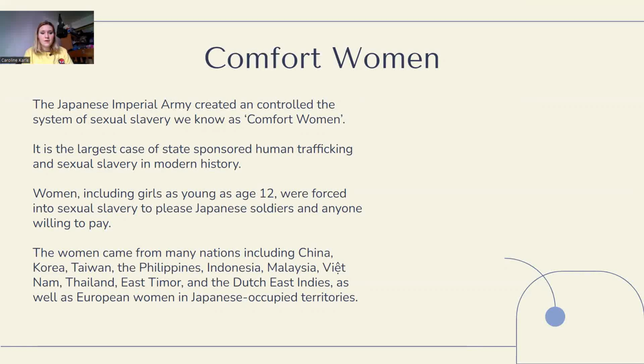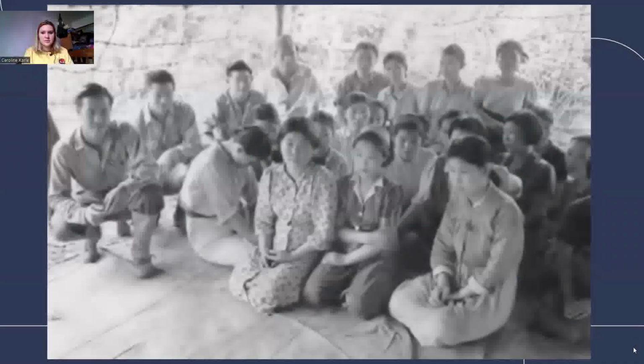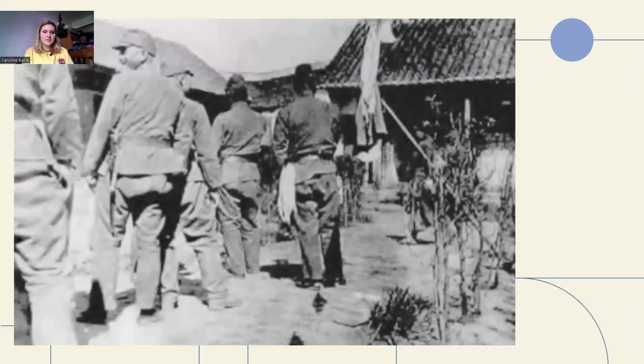The women came from many nations, including China, Korea, Taiwan, the Philippines, Indonesia, Malaysia, Vietnam, Thailand, East Timor, and the Dutch Indies. And also some European women who happened to be in Japanese occupied territories were also forced to be comfort women. Pictured here are some liberated Korean comfort women. And pictured here is a line of Japanese soldiers waiting to receive services from comfort women.